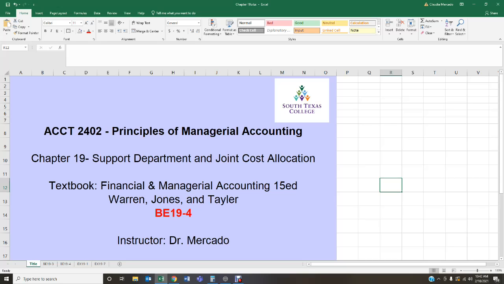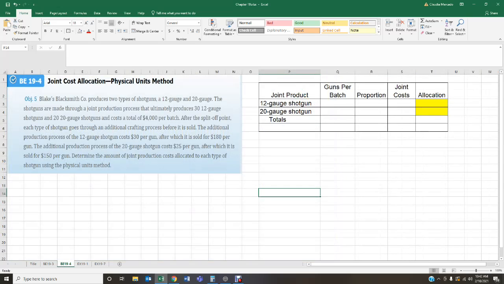Now in this short lecture, I am going to be going over exercise BE 19.4. Okay, let me jump into the problem. This problem deals with joint cost allocation using the physical units method. The problem gives you a lot of information, so it's very important that we classify the information that we need for the problem and the information that is just extra.